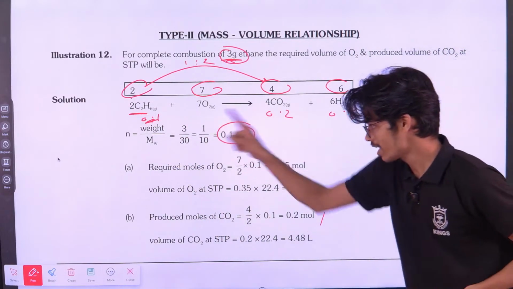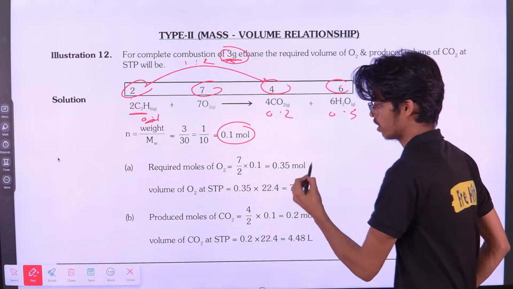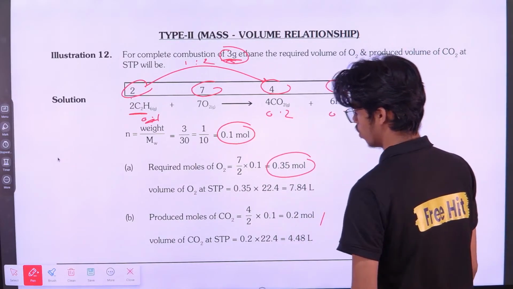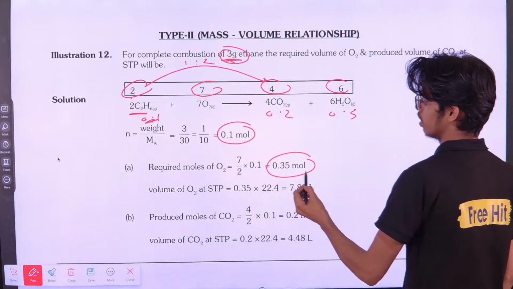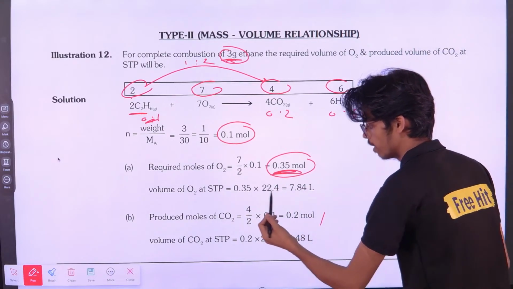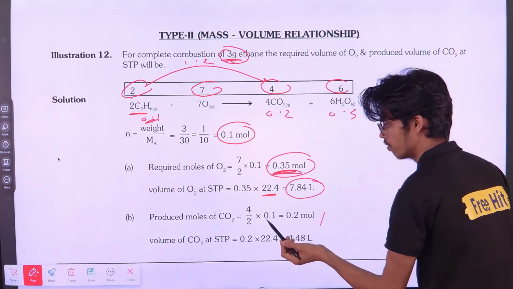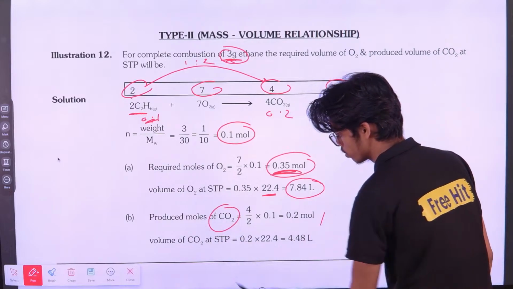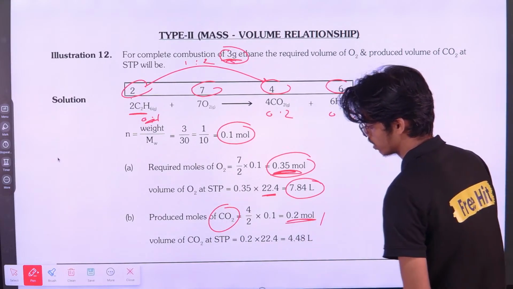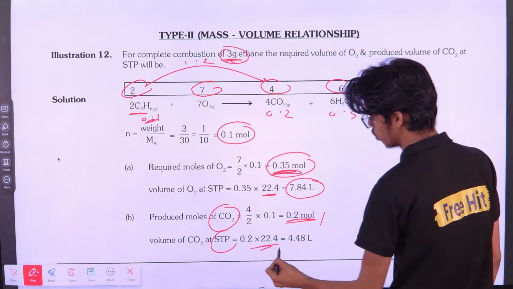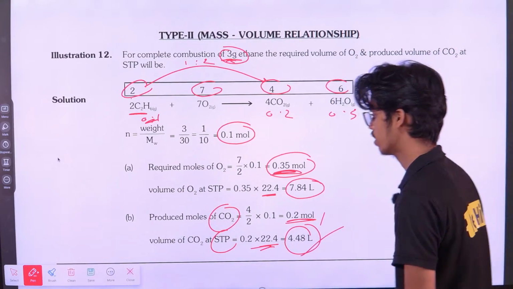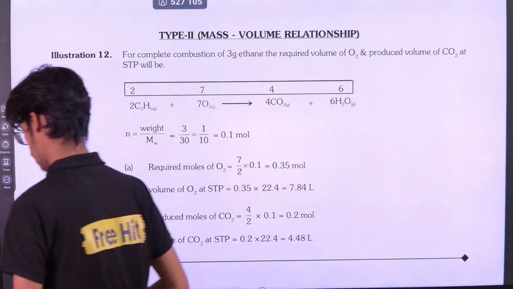You have to know the ratio, so you will get 0.35 mole of the required O2, okay, and for oxygen, now you have the mole, you can multiply by 22.4 to get the volume. Same way for carbon dioxide, you can get 0.2 mole and then just multiply by 22.4 to get the exact volume, okay. That is it. Another type of problem.